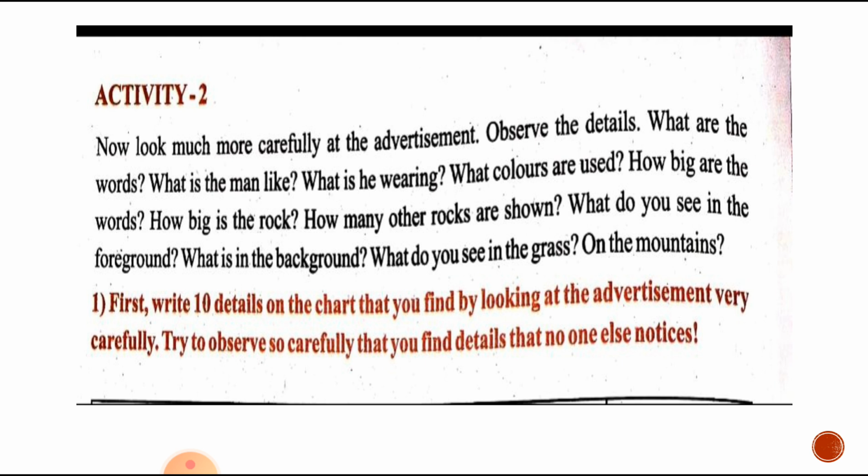And what is he wearing? The man seems to be wearing a casual dress and not a trekking suit or a specific costume. He is wearing a red shirt or t-shirt and blue shorts. And what colors are used? In the original picture, which is in our textbook, red, blue, gray, green, black, and white colors are used in the advertisement. How big are the words? The caption-like words are bigger and in almost regular font, but other words in the picture in cursive writing are smaller than the caption-like words.